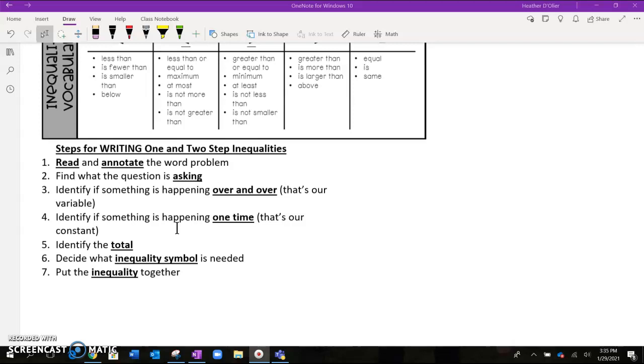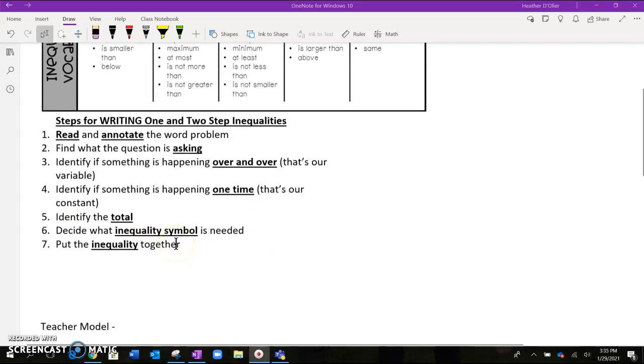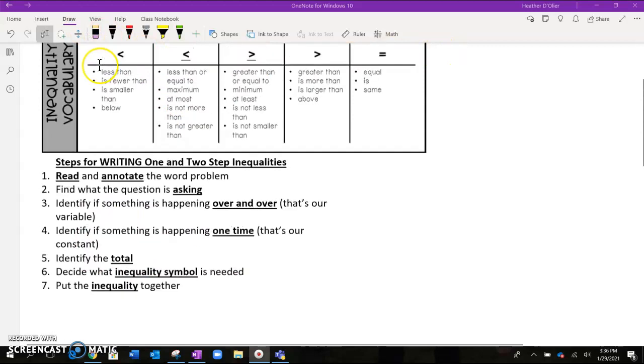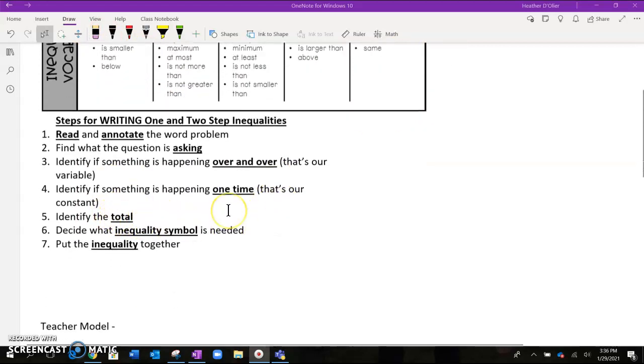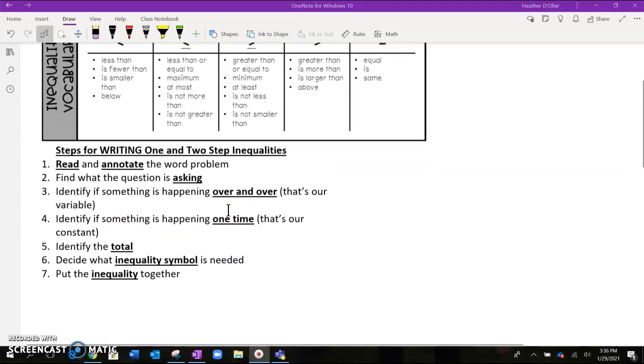And either way, that would make it a 1 step. So if there is not something happening over and over, or if there's not something happening one time, that means that this is a 1 step inequality. Then identify the total and decide what inequality symbol is needed. And usually that inequality word or phrase is located with the total. So I'll try to point that out in these word problems. And then last but not least, put the whole inequality together.